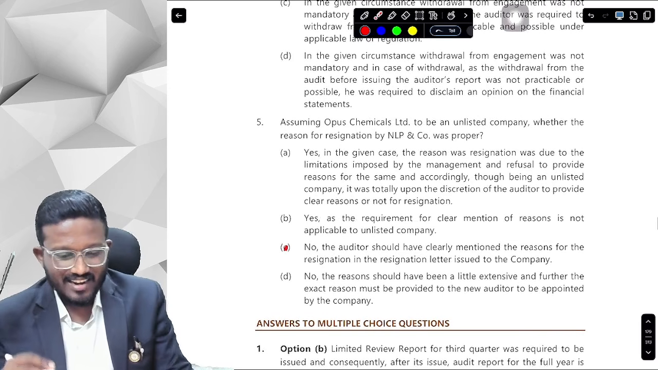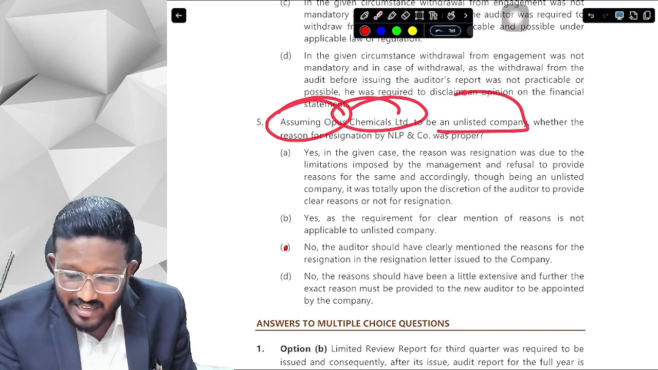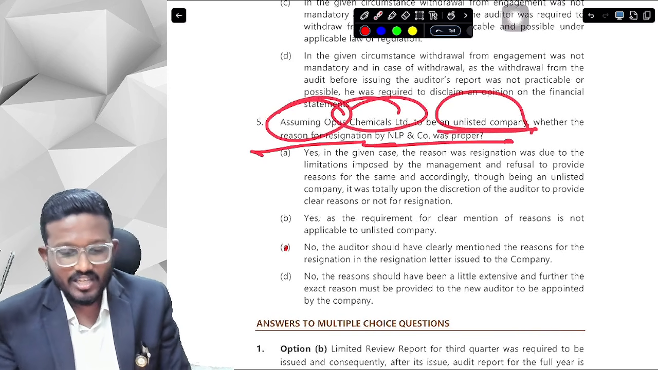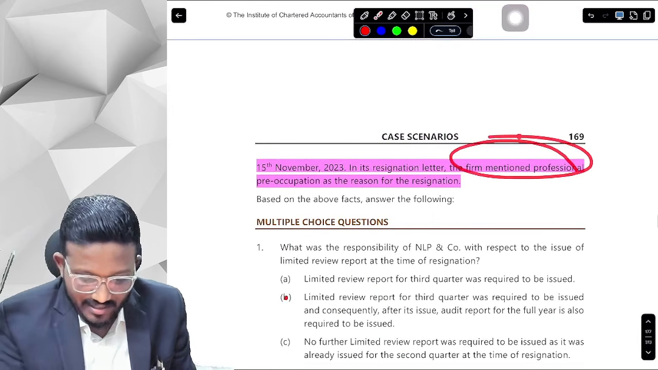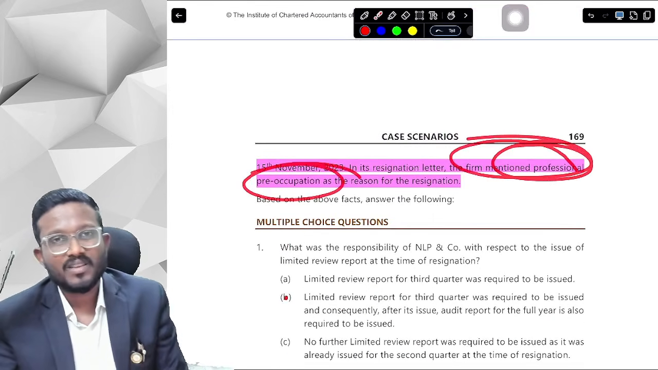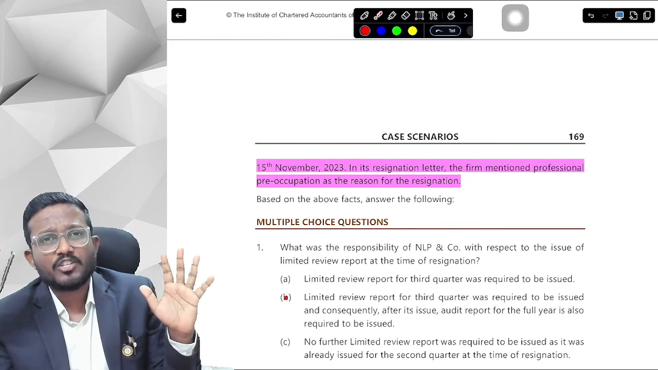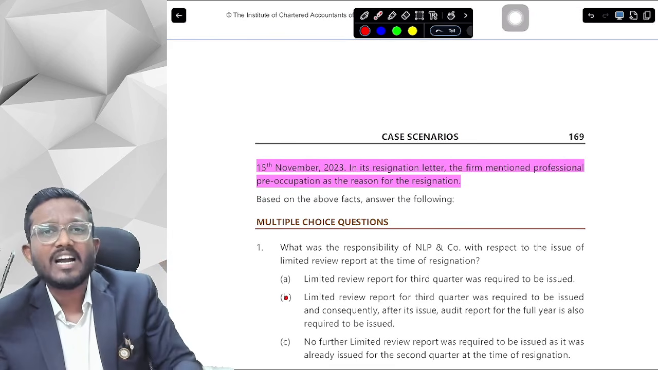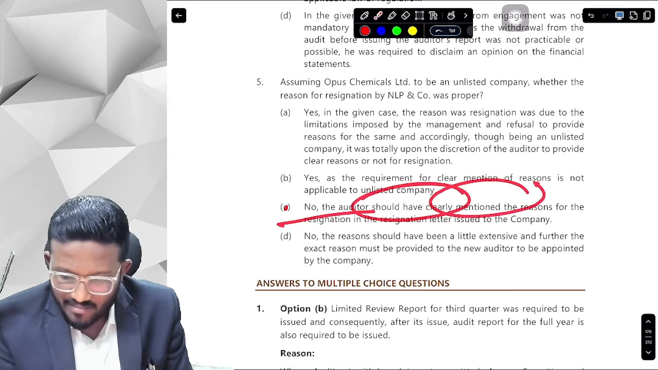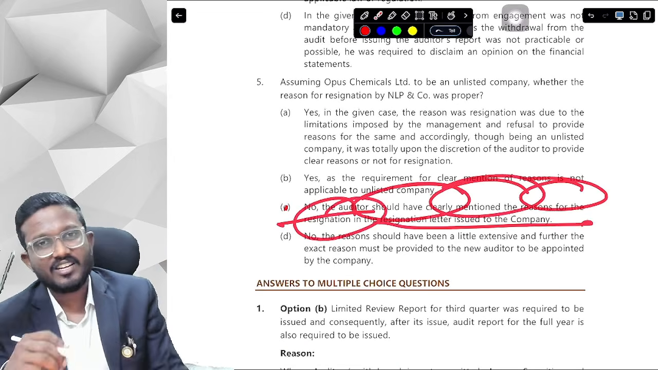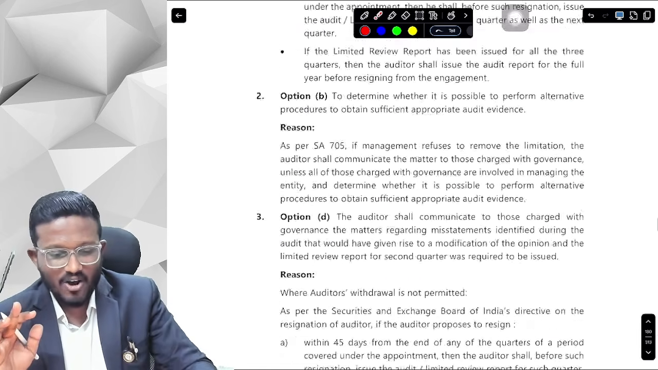Okay. Yes, sir. Last question is question number 5, that is, assuming the Opus Chemicals to be an unlisted company, whether the reason for resignation given by NLP company was appropriate. So what is the reason that we have given? We have given the reason as professional preoccupation. Now, whether the company is listed or unlisted, we cannot give the reason as professional preoccupation. You will need to give the clear reasons for your resignation. So here, the auditor should have clearly mentioned the reasons for resignation in the resignation letter issued to the company. It doesn't matter whether the company is listed or unlisted.